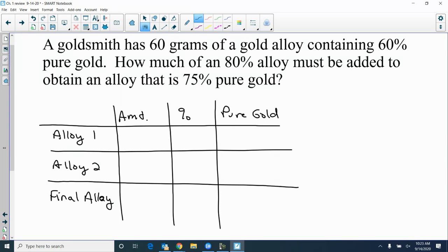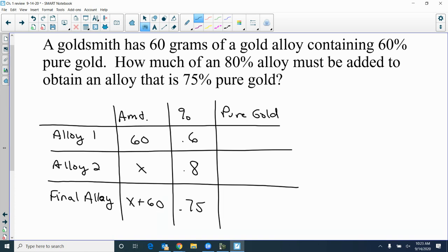For the amount, we know you have 60 grams of the 60%, which is 0.6. I'll fill in that last one in a second. Alloy 2 says how much of an 80% alloy? You don't have any idea how much that is, so that's got to be X, and that's 0.8. We want the final alloy to be 75%. To get the final alloy, you have to add those two together, so it's 60 plus X or X plus 60, that doesn't matter.